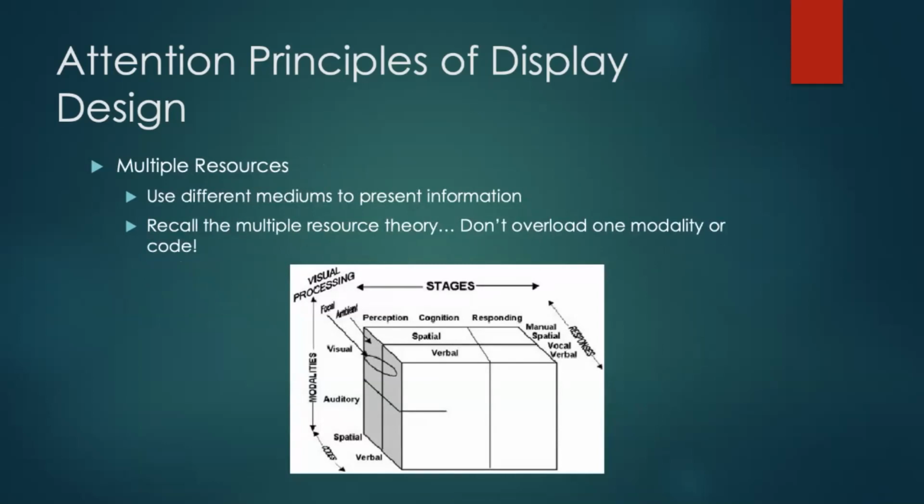So as we already talked about with the multiple resource theory, use different mediums to present that information. Rely on different modalities to present the information. If you've overloaded visual information, don't put more visual information out there because they're just not going to be able to notice it. They're not going to be able to pay attention to it. Think of displays as being like an investment portfolio. Diversify.